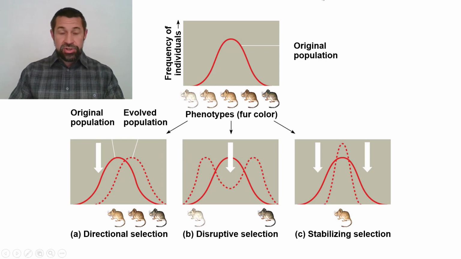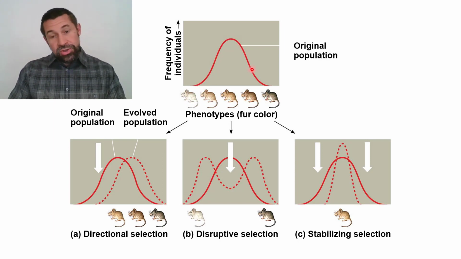So at the top of your slide, here is your ancestral population of mice. We've got 5 phenotypes ranging from light coat colors to tan to dark. And we see this nice bell-shaped frequency distribution where the more common morphs, the medium tan morphs, are the more frequent, as indicated by this red curve.